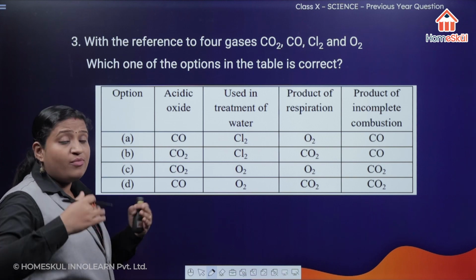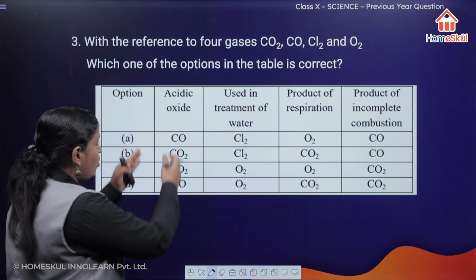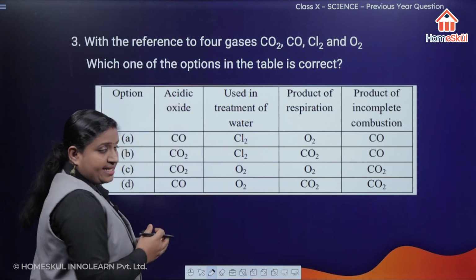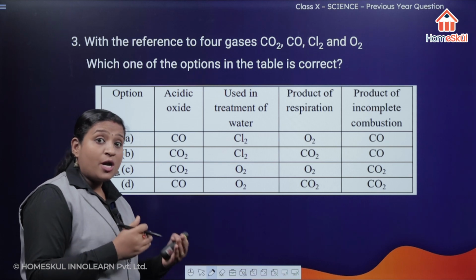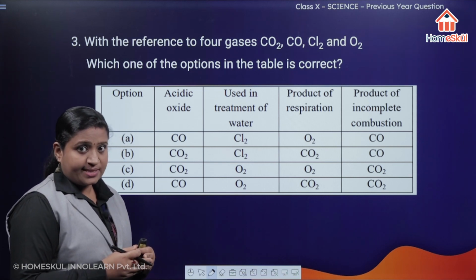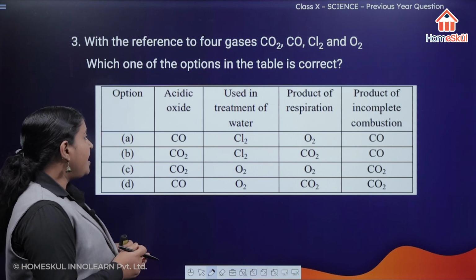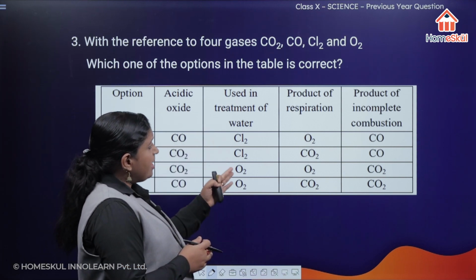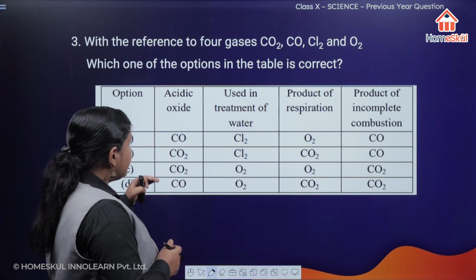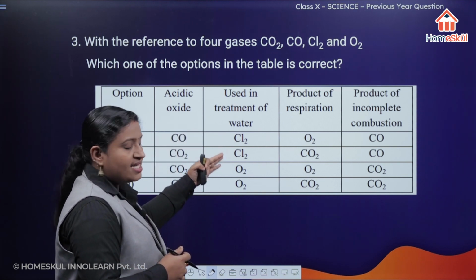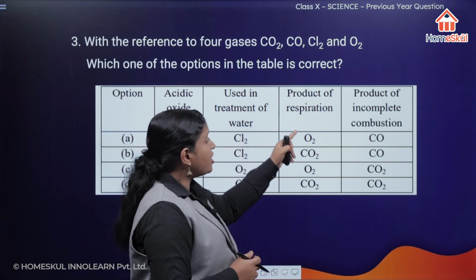So, how will you find out the answer for this? First of all, look at the first one, acidic oxides. Which are acidic oxides? We know non-metals form acidic oxides, isn't it? So, carbon dioxide is an acidic oxide. Then, used in the treatment of water, that is chlorine. So, the answer is now either A or B, right? Then, out of A or B, how will you find out? Look at the third one, product of respiration.